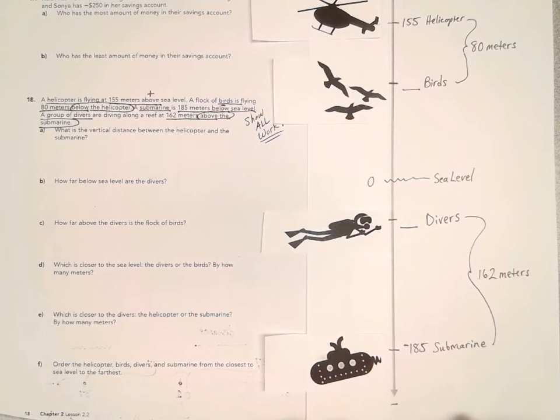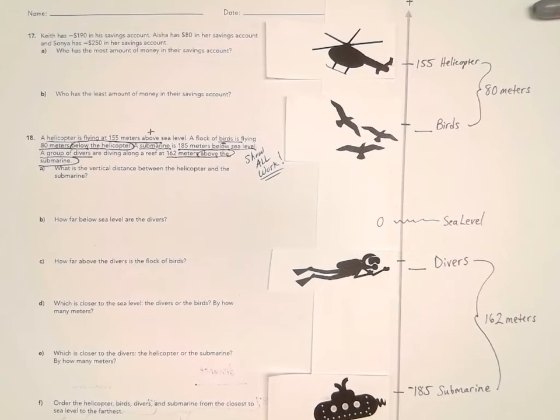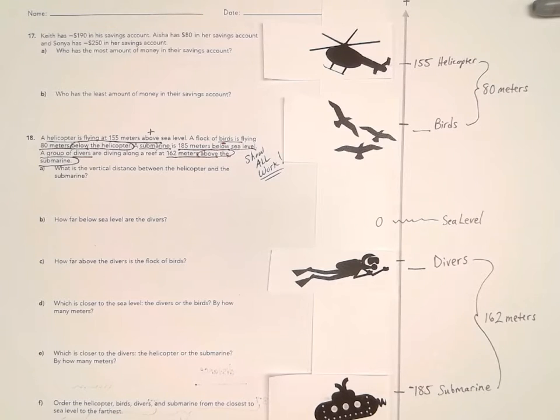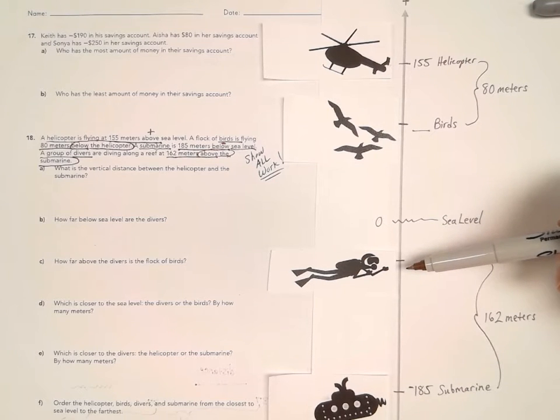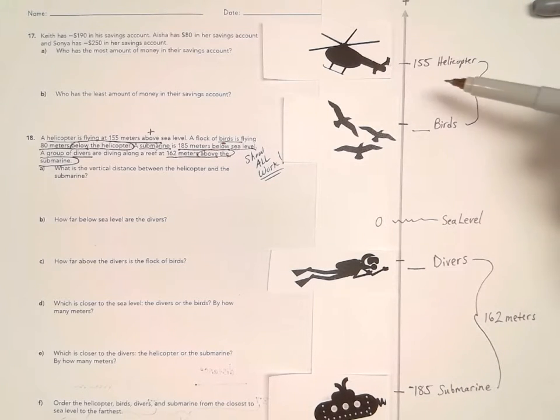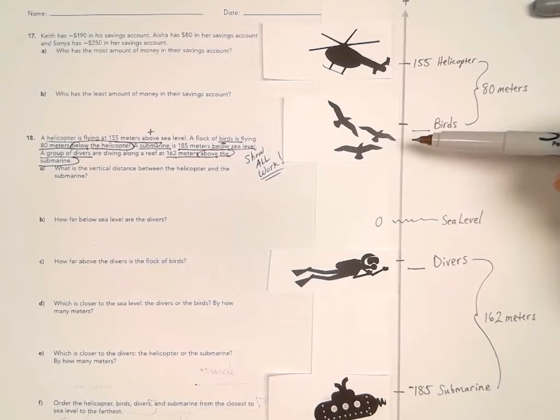So the first critical piece was really setting this up, trying to get these different pieces in the right locations, and there was a little trick. Sometimes it didn't say above sea level. Sometimes it said above the submarine. And sometimes it didn't say below sea level. Sometimes it said below a helicopter. All right, let's take a look at part A. What is the vertical distance between the helicopter and the submarine?